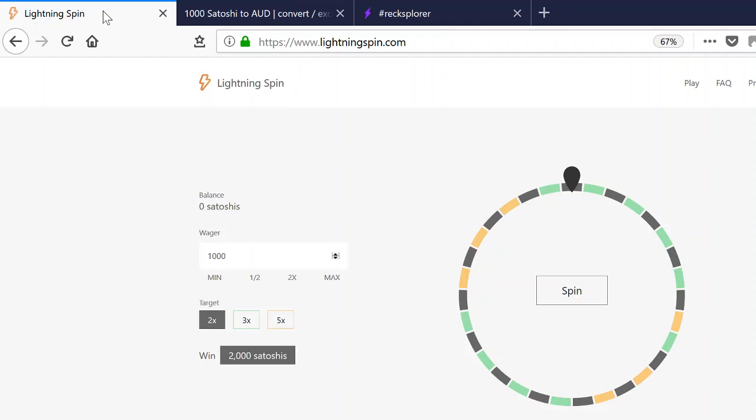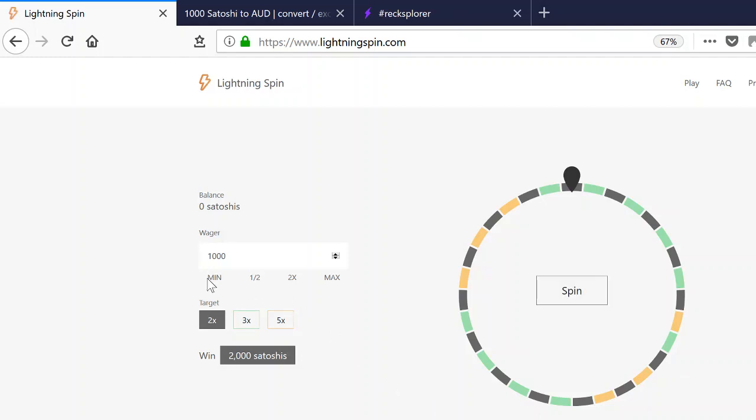wheel that effectively spins. If you hit the right color, you win 2 times for black, 3 times for green, 5 times for yellow. Obviously, there are fewer yellow than there are green and black. The game is provably fair. It uses cryptography to do that. Won't go into that, but if you're interested, you can read it there.